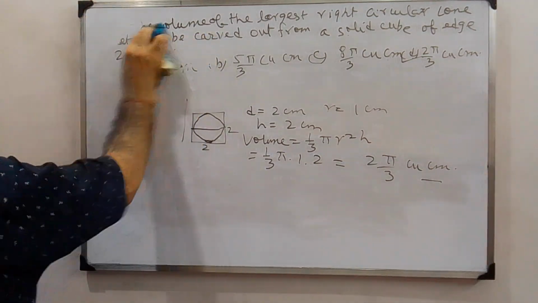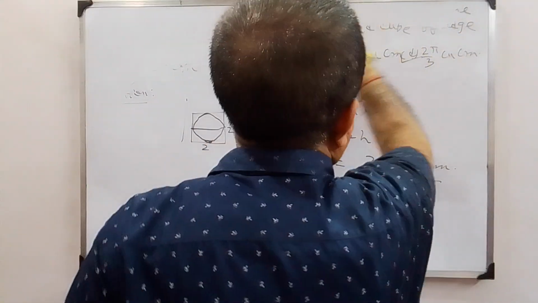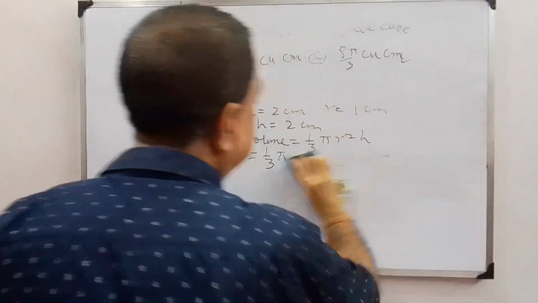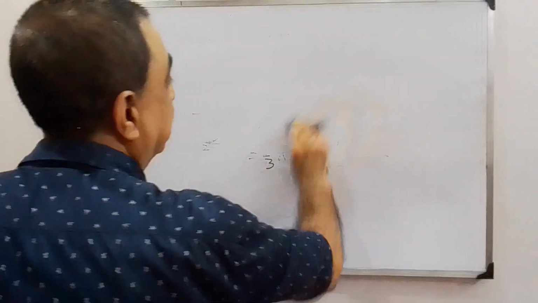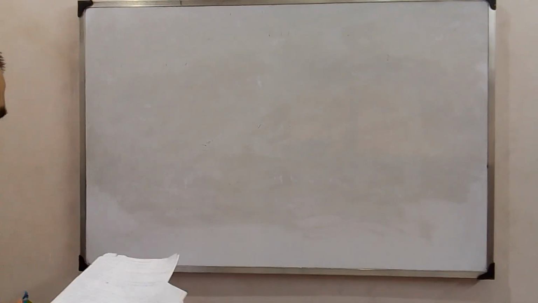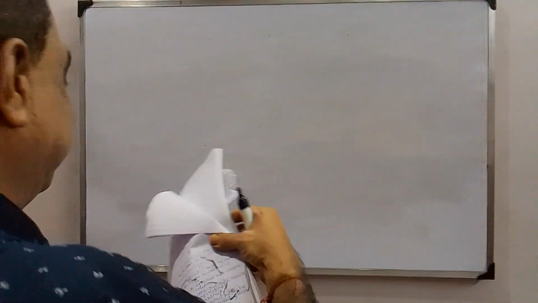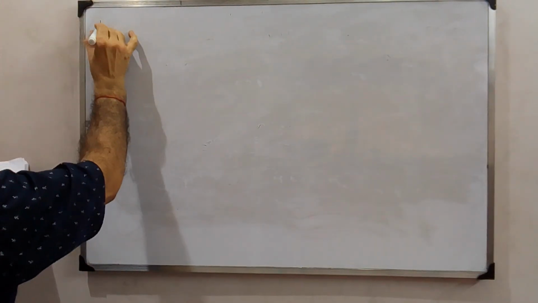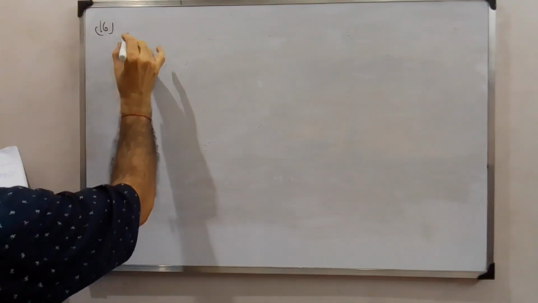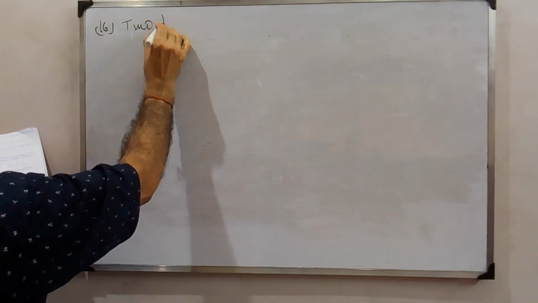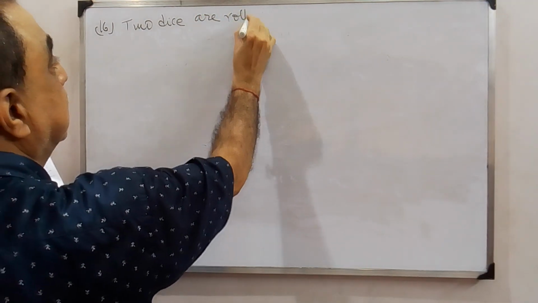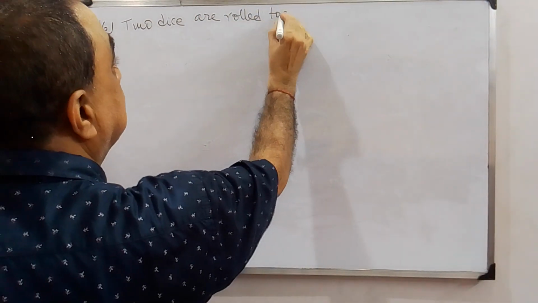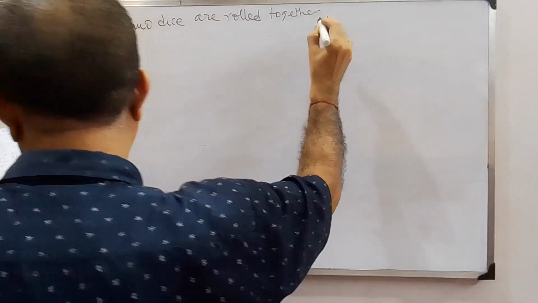Now watch here, number 16. I am writing the question on the board. So what is the question saying? See here, number 16: two dice are rolled together.